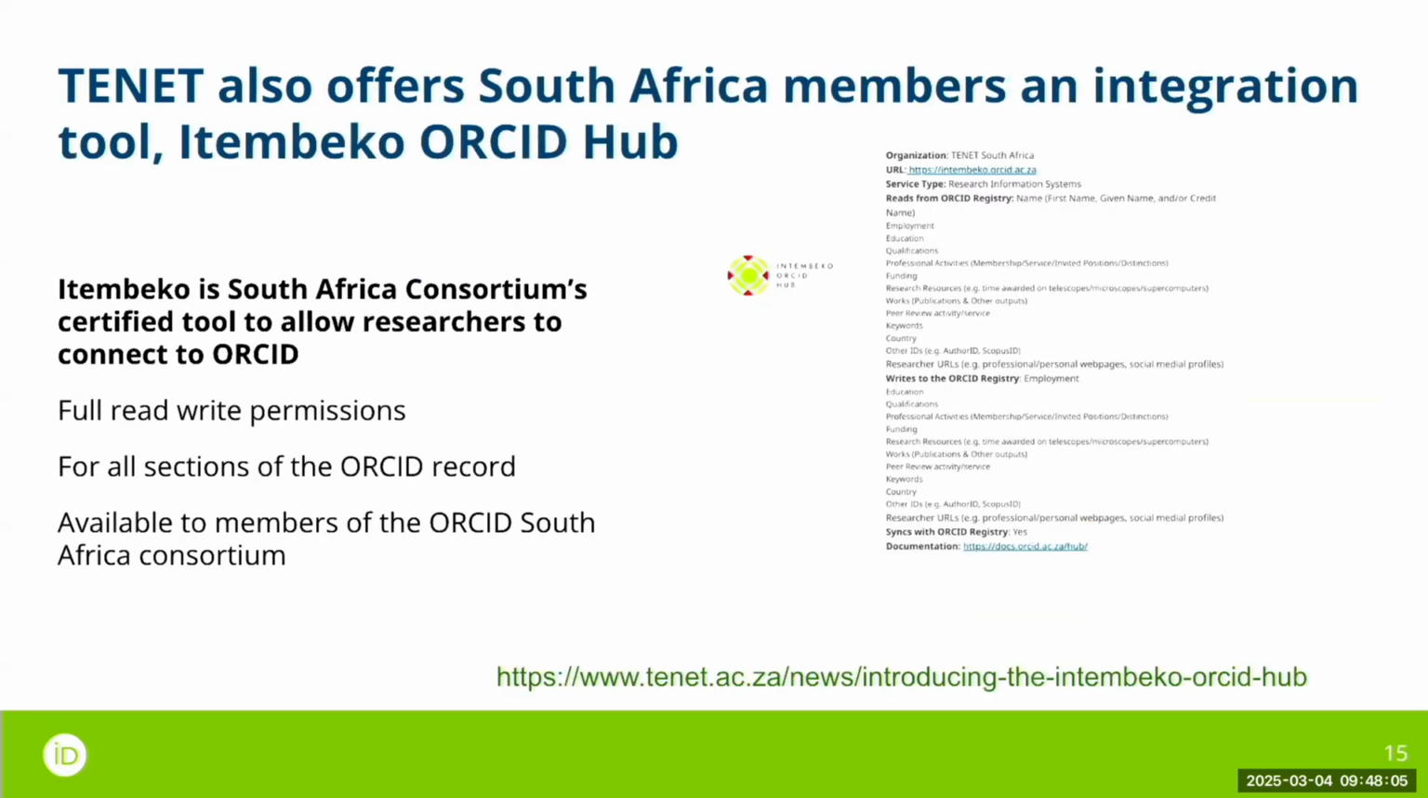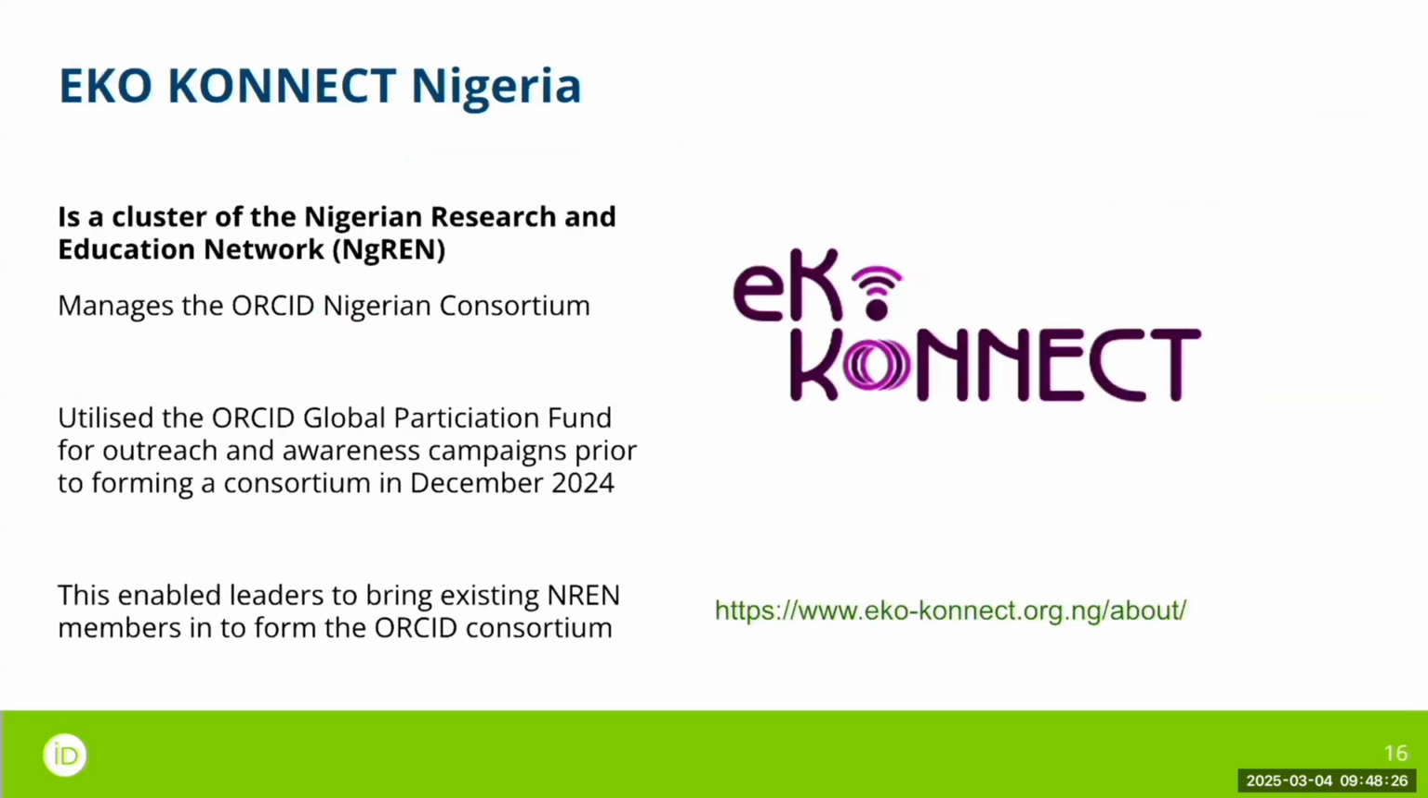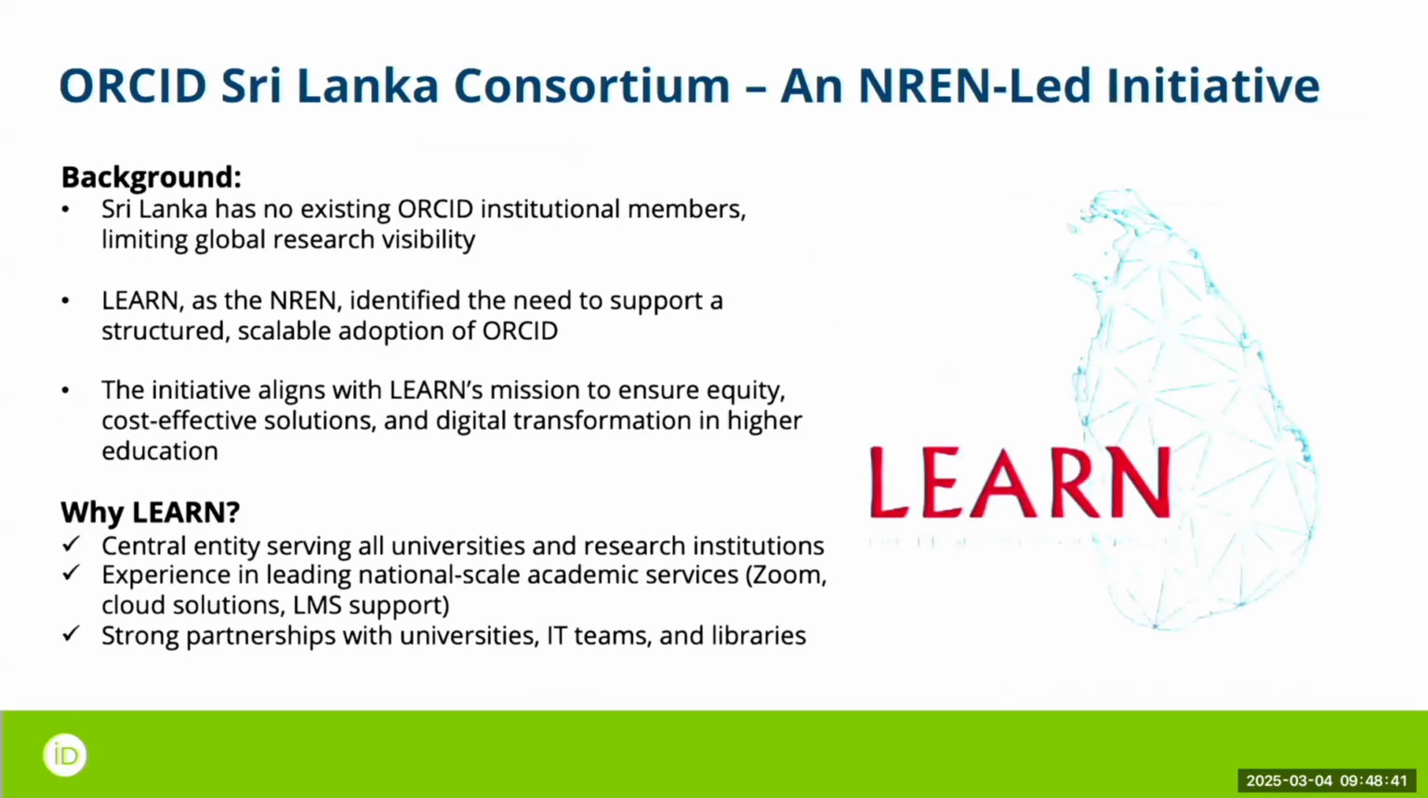They also have a tool that they offer their universities and funders, so this allows them to help, especially sometimes we have librarians that don't have that much technical expertise and really require a lot of additional help with the API, and this is just a link to their system if you're keen to look more. Finally, this is our newest consortia, led by the Nigerian NREN EcoConnect, and they're really quite enthusiastic. They just started a few months ago, and so I think they'll be doing wonderful things.